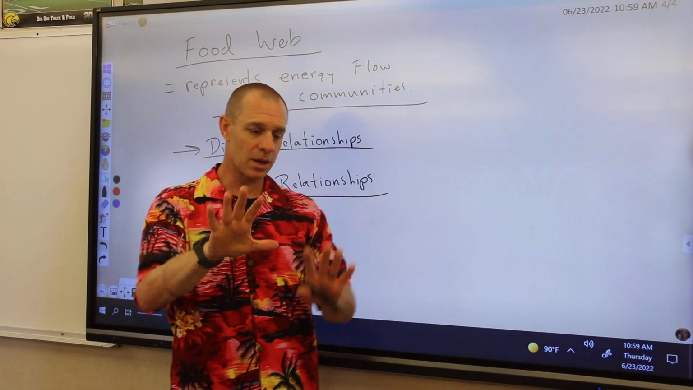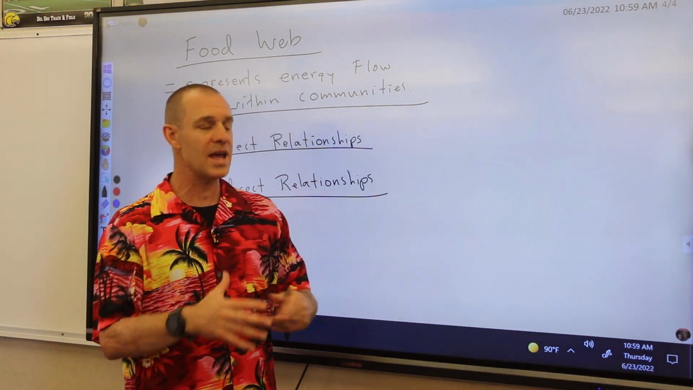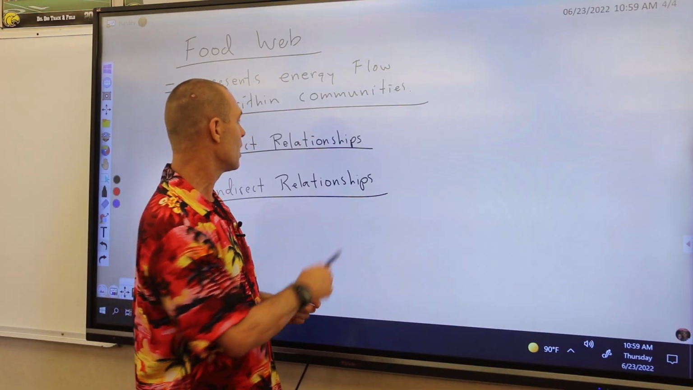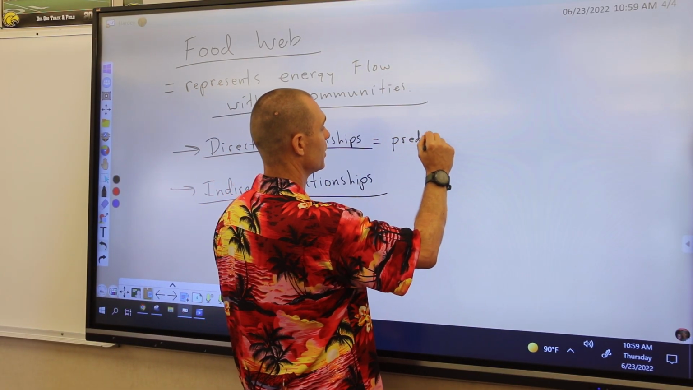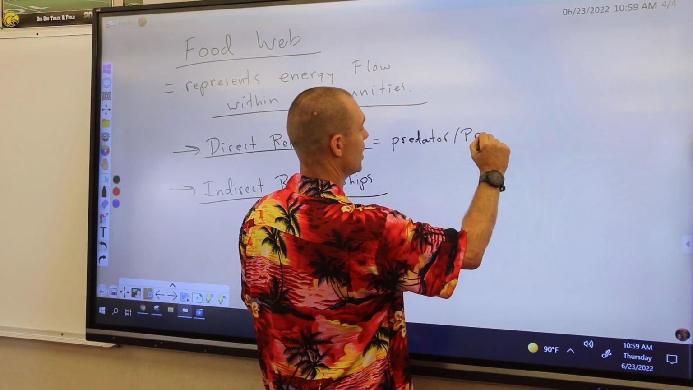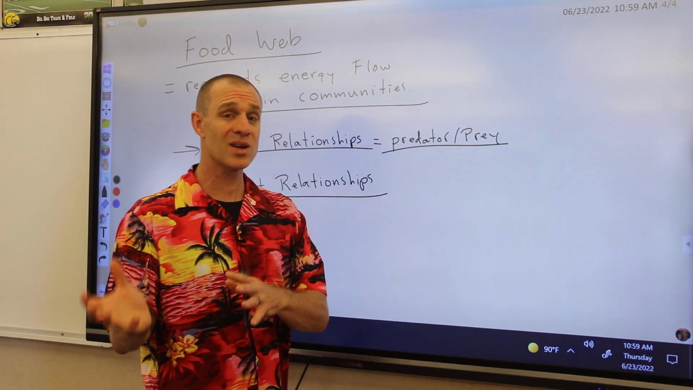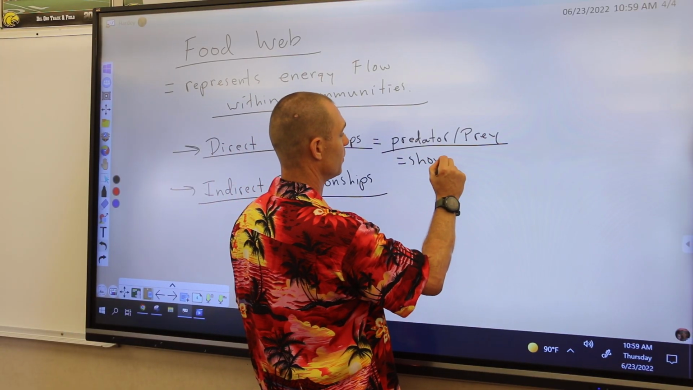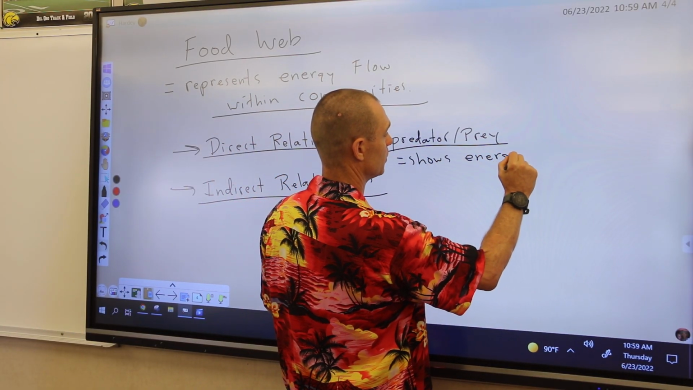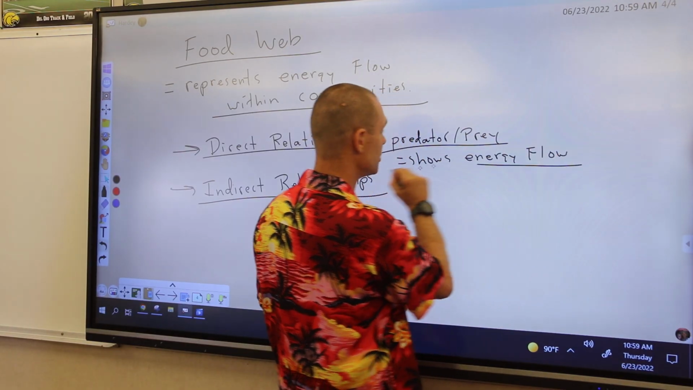When organisms are in a community and they're interacting together, a direct relationship would be your predator-prey type relationship, or even a parasite eating a host, but this just shows energy flow. This shows your energy transfer.